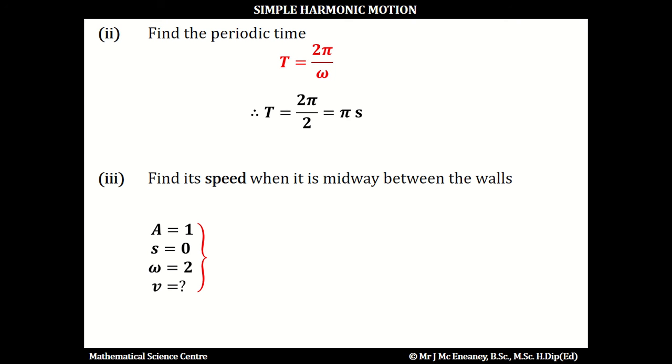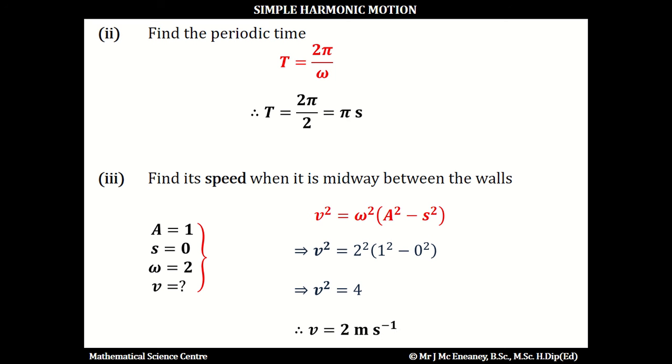When it's at O, s is 0, and we had the angular velocity omega is 2, and we have to calculate v. So if we use the v-squared equation, v squared is omega squared times a squared minus s squared. This means v squared is going to be 2 squared times 1 squared minus 0 squared. This means v squared is 4, and then v equals 2 meters per second.